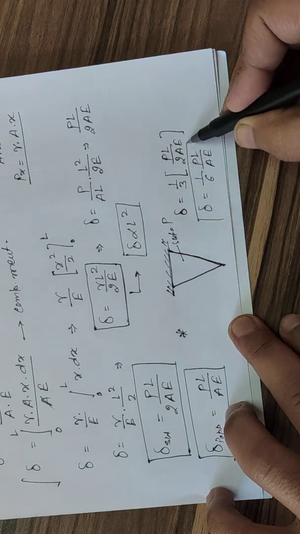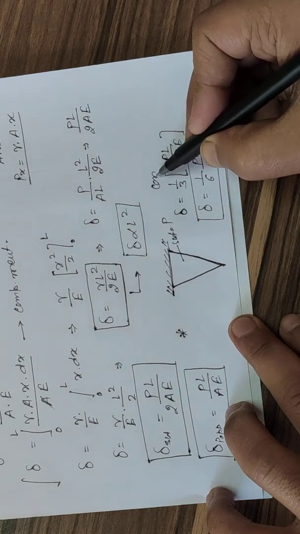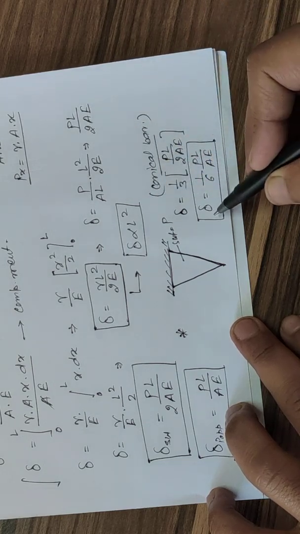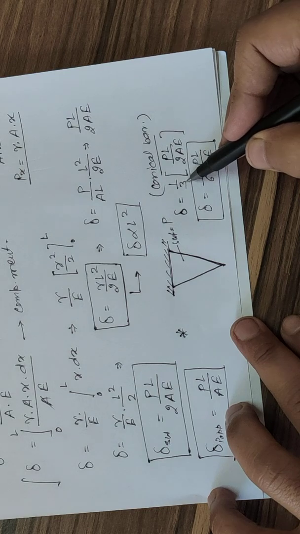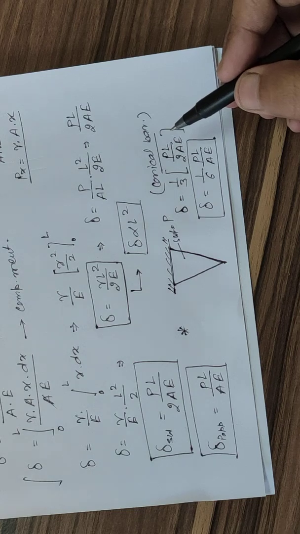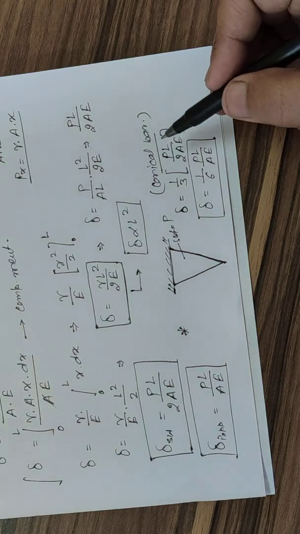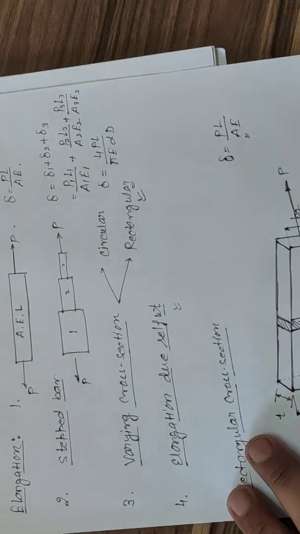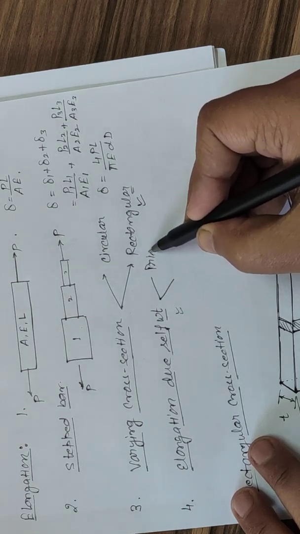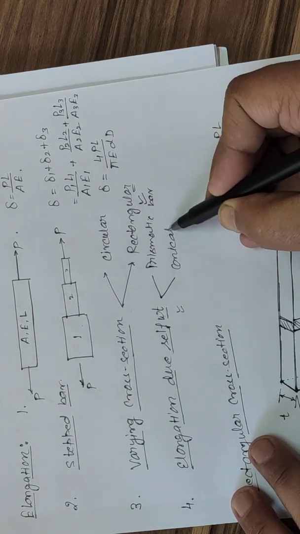So in case of a conical bar, the elongation is 1/3 of the prismatic bar. So this is it. We have discussed all the cases. Here we can have the prismatic bar, or we can have the conical bar.